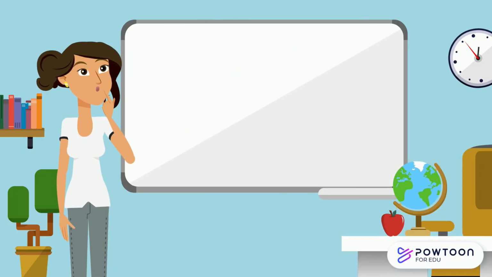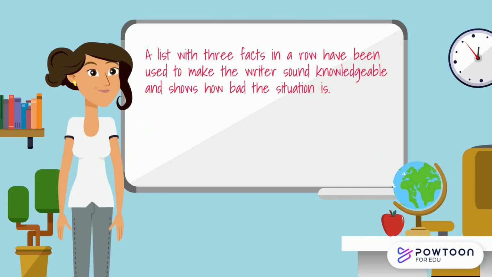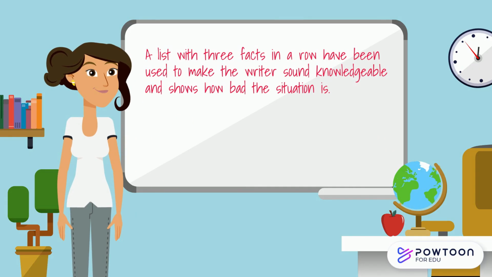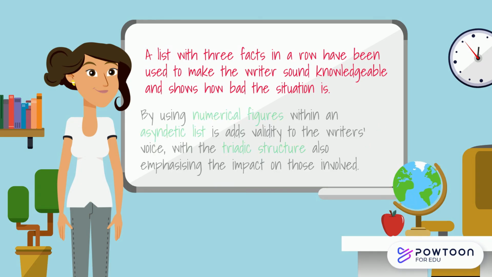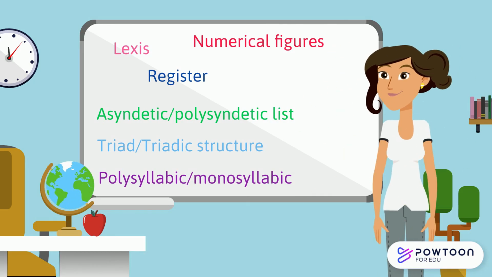One final example of this, I have the sentence, a list with 3 facts in a row have been used to make the writer sound knowledgeable and shows how bad the situation is. And this has now become, by using numerical figures within an asyndetic list, it adds validity to the writer's voice, with the triadic structure also emphasizing the impact on those involved. So, as a quick reminder, those are the 6 words or key terms that we've looked at in today's video.